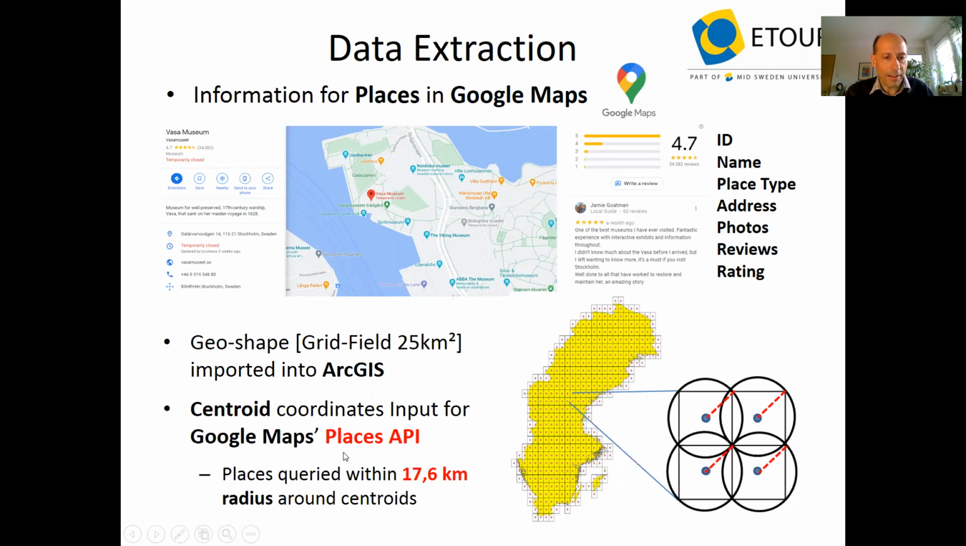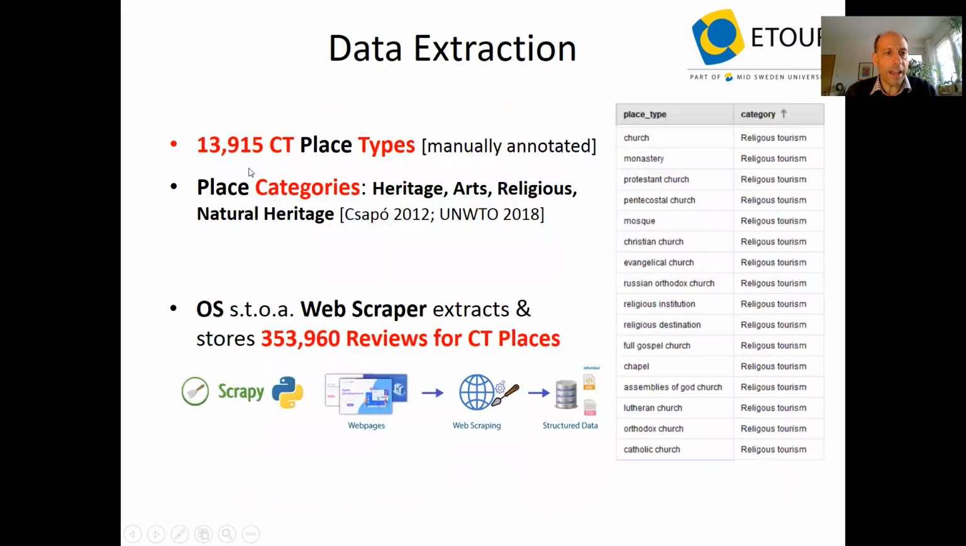Of course, we employed the Google Maps Places API, which has been filtered through a geo shape created by the Geographical Information System ArcGIS, so that we only gained data from Sweden. At the end, we had about 14,000 place types, which then have been transformed into place categories manually: heritage, tourism, arts, religious, natural heritage tourism, respectively, as proposed by the literature.